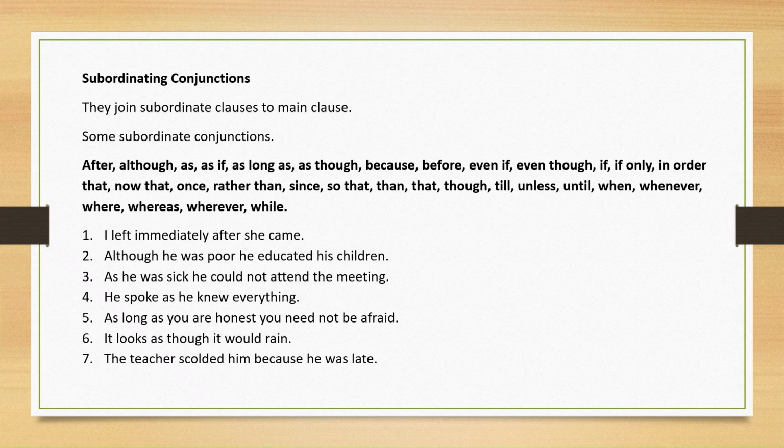Subordinating conjunctions join subordinate clauses to main clauses. Some subordinating conjunctions are although, after, as if, as long as, as though, because, before, even if, even though, if only, in order that, now that, once, rather than, since, so that, than, that, though, till, unless, until, when, whenever, where, whereas, wherever, while. I left immediately after she came.